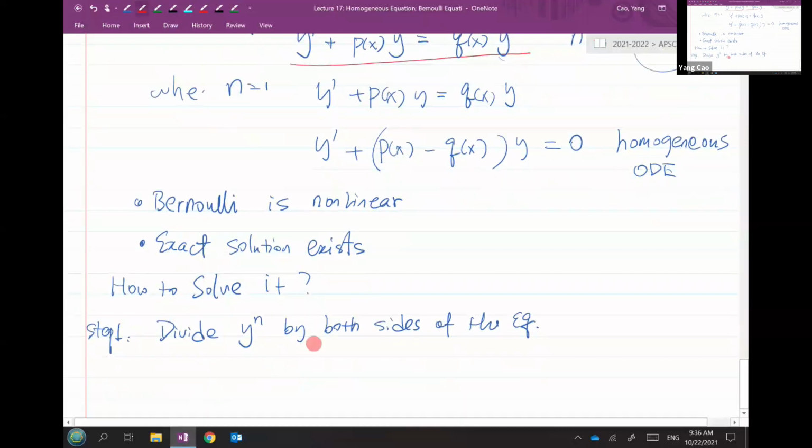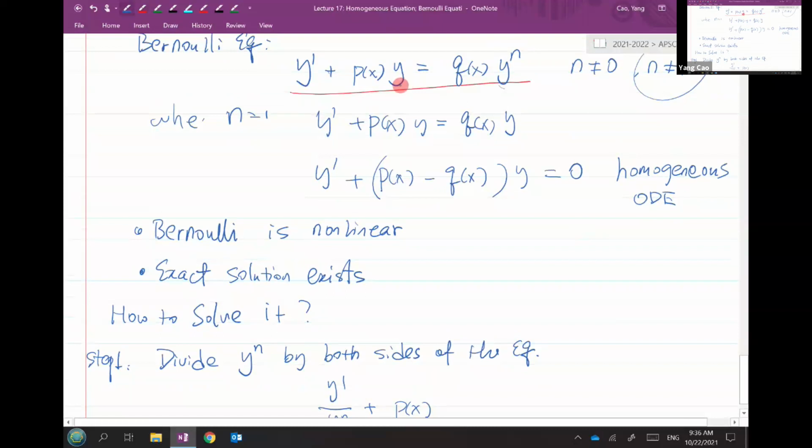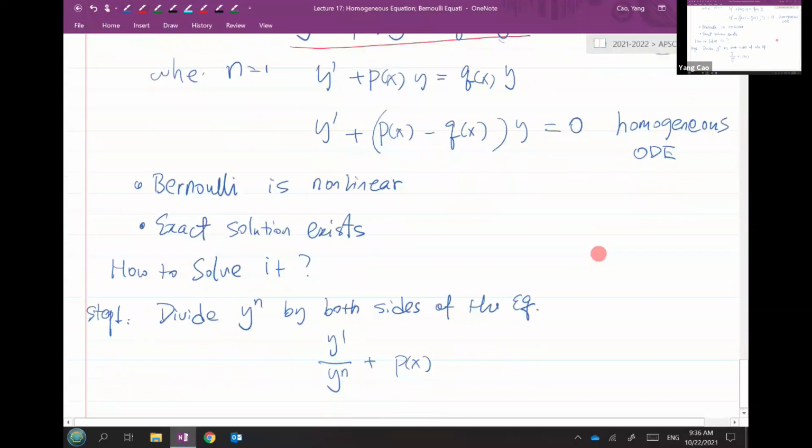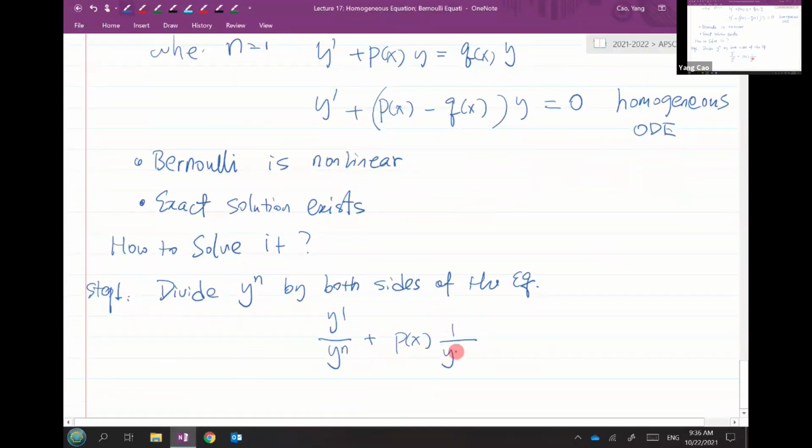Then we get y prime over y to the power n plus p of x. You already have a y for the p of x term, so when you divide by y to the power n, that becomes y to the power 1 minus n. And the other side just becomes q of x now. That's the first step, to normalize it this way.